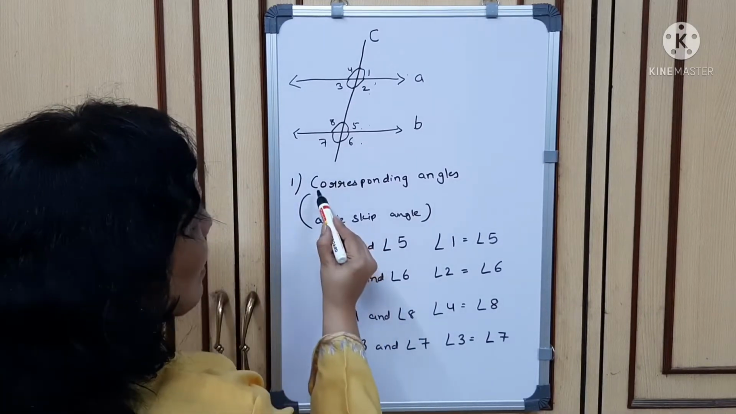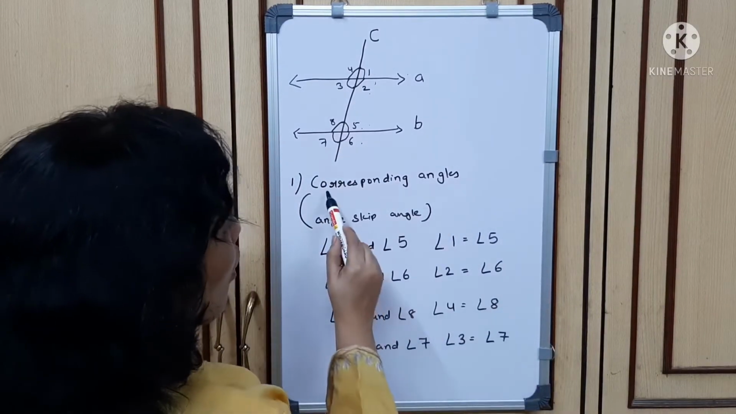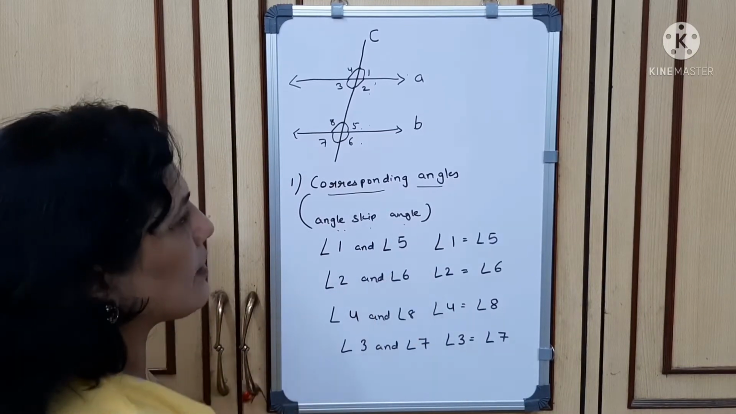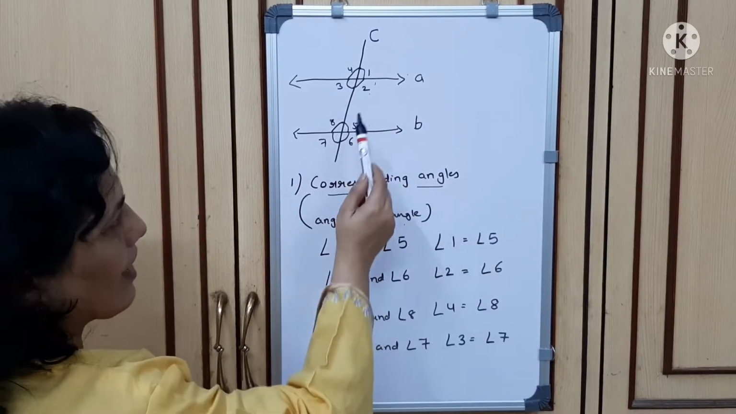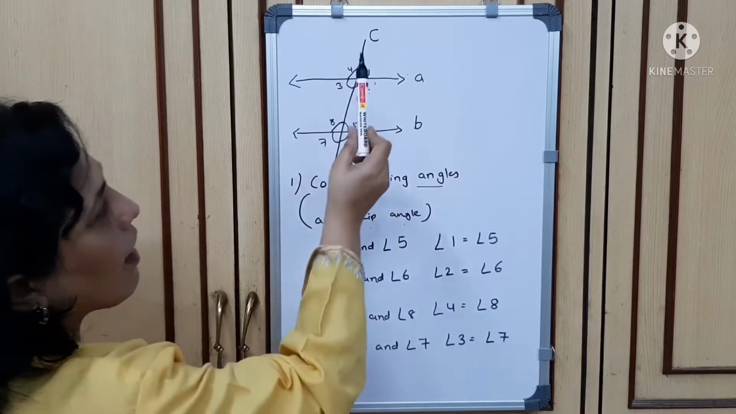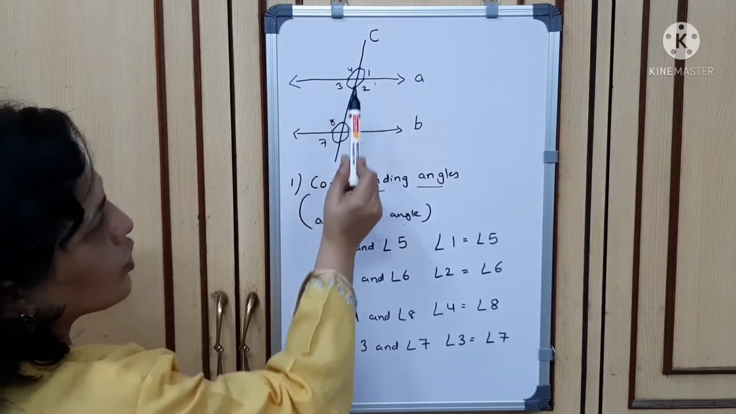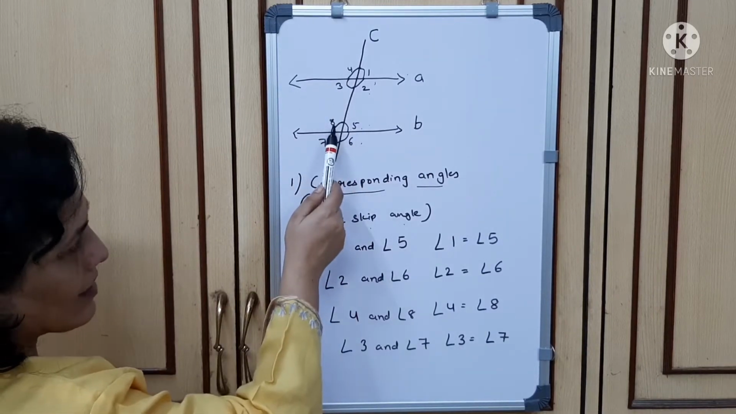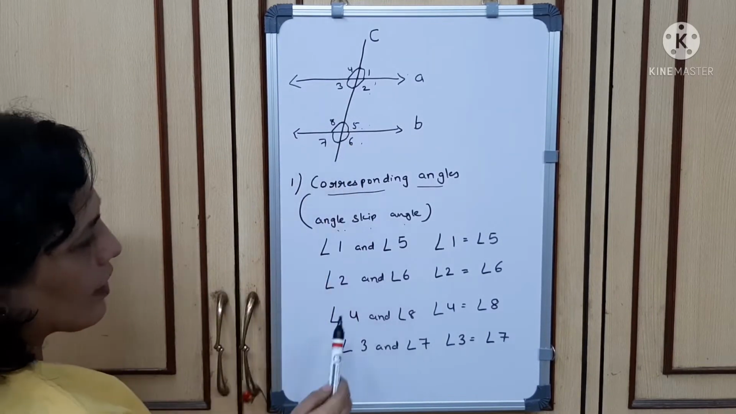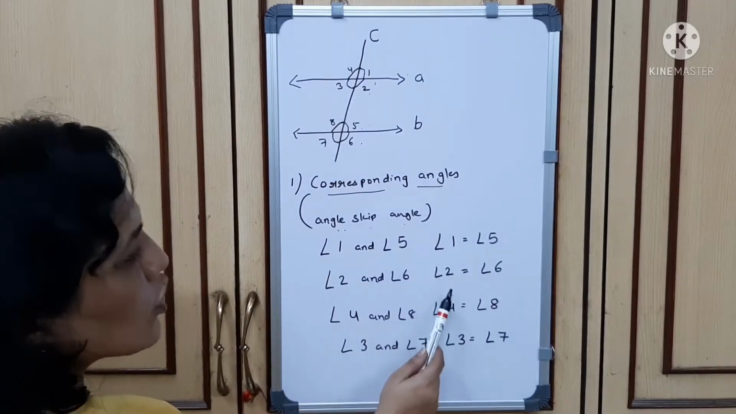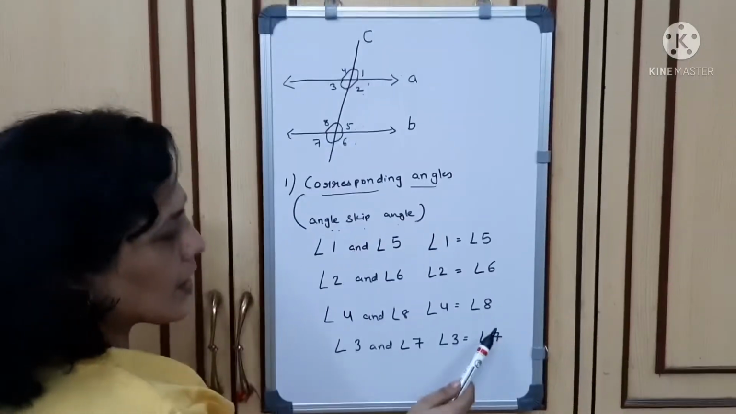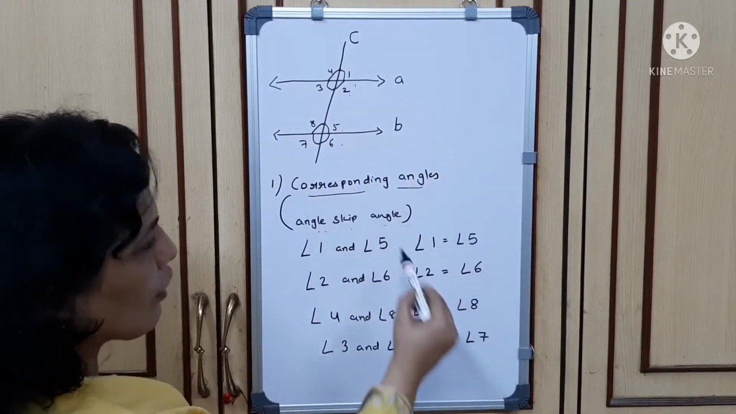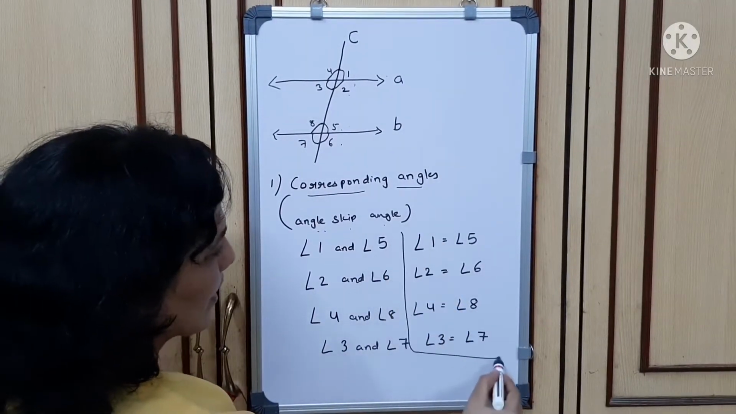So these are the pairs of corresponding angles, or angle skip angle, an easy way to learn. 1 skip 2, 5. 2 skip 5, 6. 4 skip 3, 8. 3 skip 8, 7. So 1 is equal to 5, 2 is equal to 6, 4 is equal to 8 and 3 is equal to 7. These are the 4 pairs of corresponding angles.